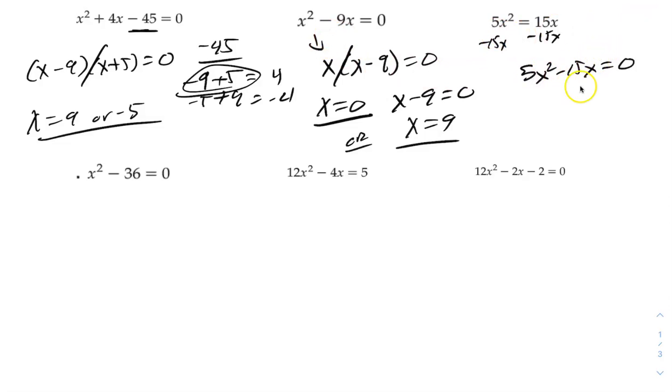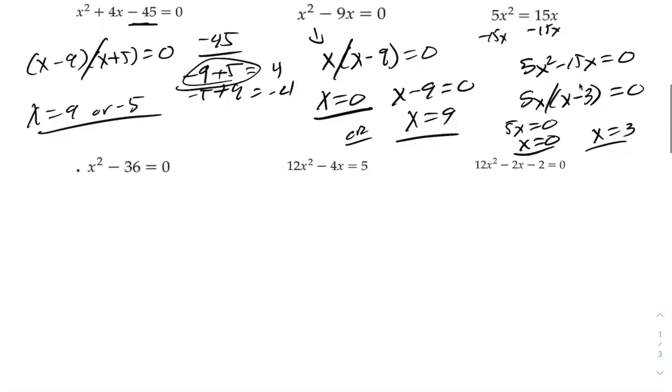Again, just like this one, there's only two things. What do they have in common first? They both have 5x. You should get that. Split it. 5x equals 0. You divide by 5, you just get x equals 0. Then x equals 3. So there's my two answers.